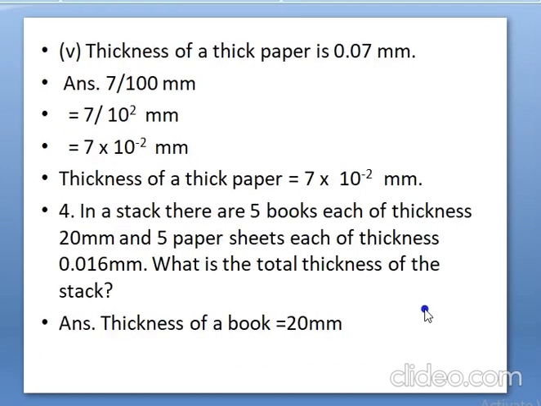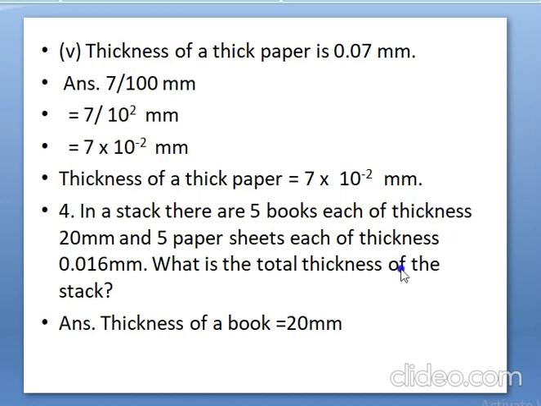Question number 5. Thickness of the thick paper is 0.07 mm. So it will become 7 by 100 mm. That is equal to, in exponent form, 7 divided by 10 raised to the power 2 mm. So 7 into 10 raised to the power minus 2 mm. Therefore, thickness of the thick paper is 7 into 10 to the power minus 2 mm.